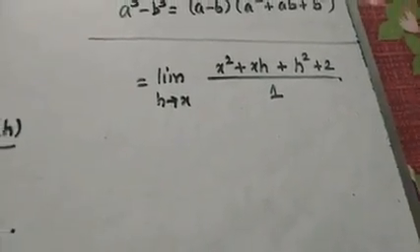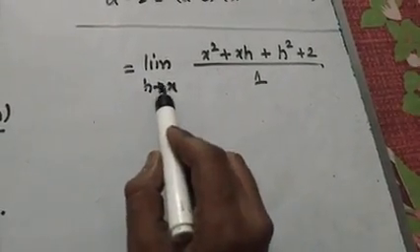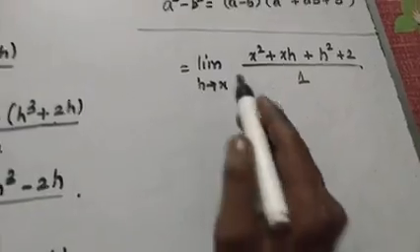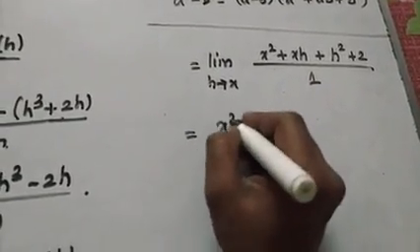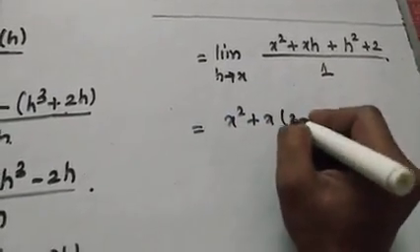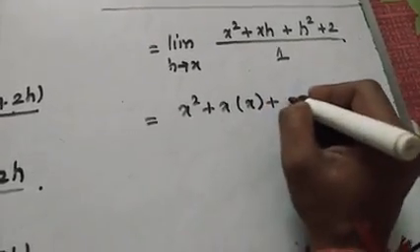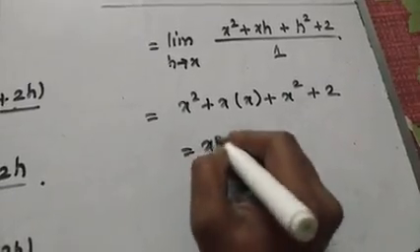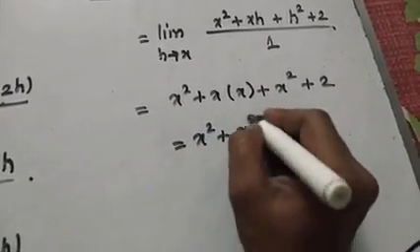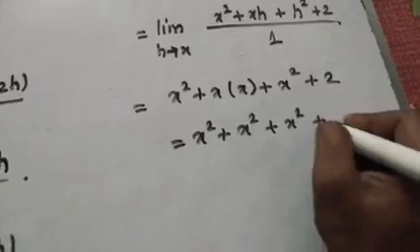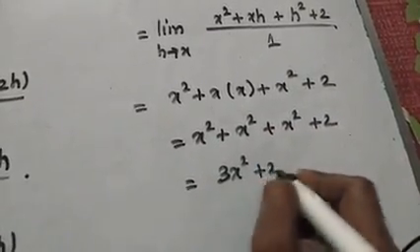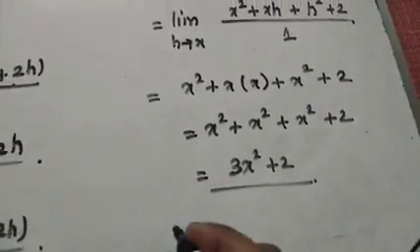So now just putting the limit value, that is limit h is tending to x, that means in place of h we are going to write x, in place of h we are going to write x. x square plus x into x, x square, plus 2, that is 3x square plus 2. This is the answer of the question.